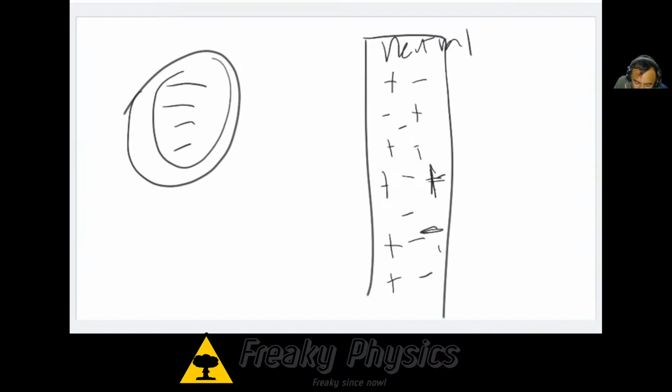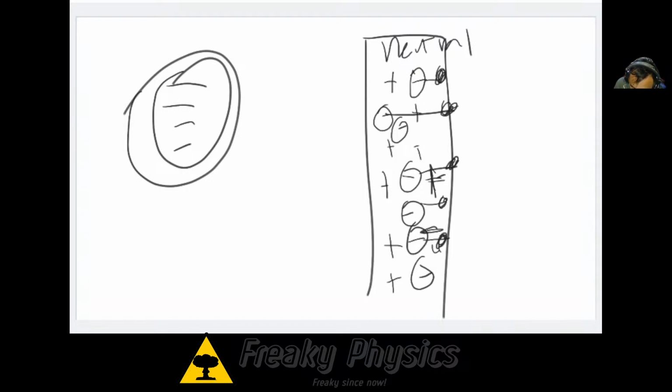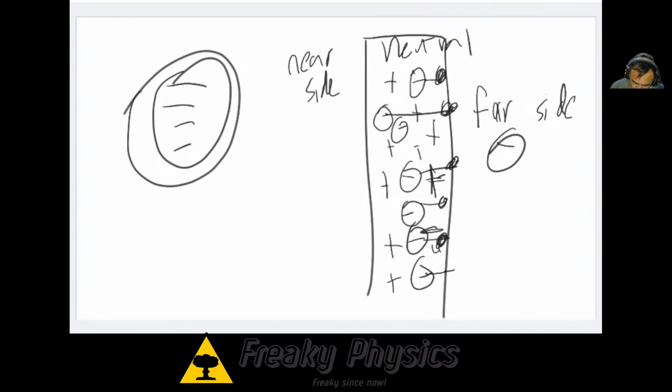But the negative charges on the balloon will repel all of these electrons, so they all go here. I'll just add another positive here. Now, what happens? This makes the far side negative, and this makes the near side positive.